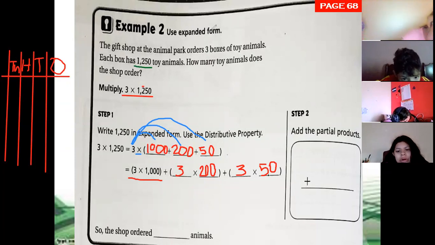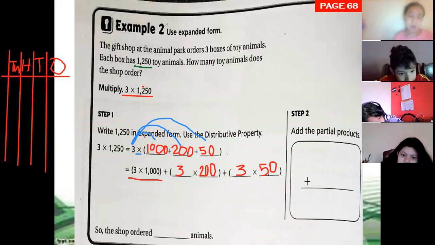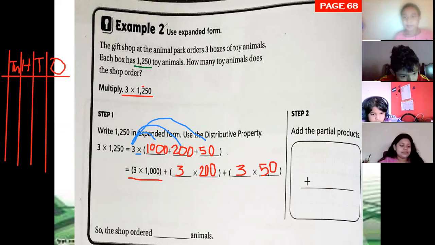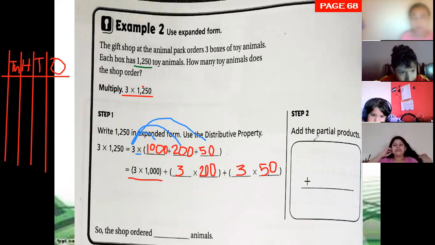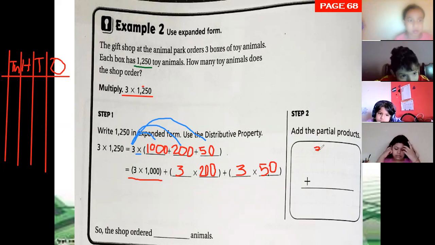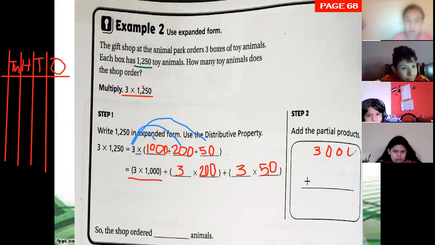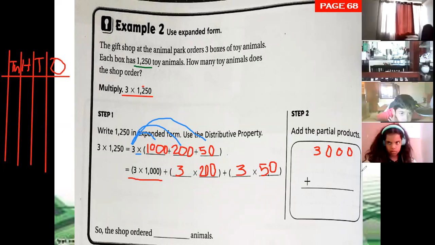Let's multiply, guys. 3 times 1,000 is 3,000. So you're gonna copy in step 2, 3,000. One number in each box. It's a grid. You have to write one number in each box. 3,000. Second multiplication.